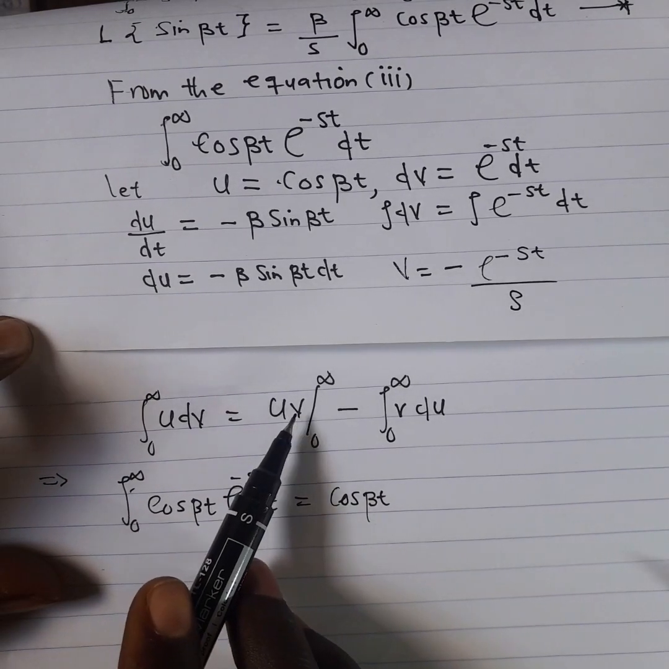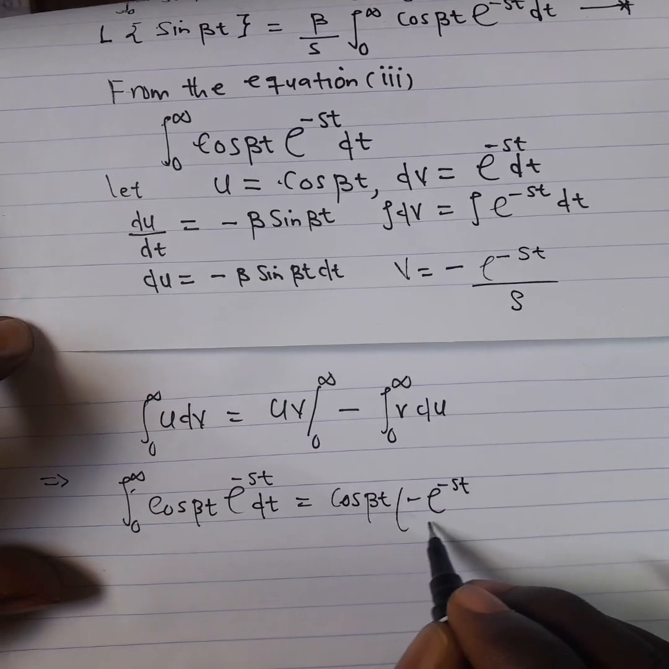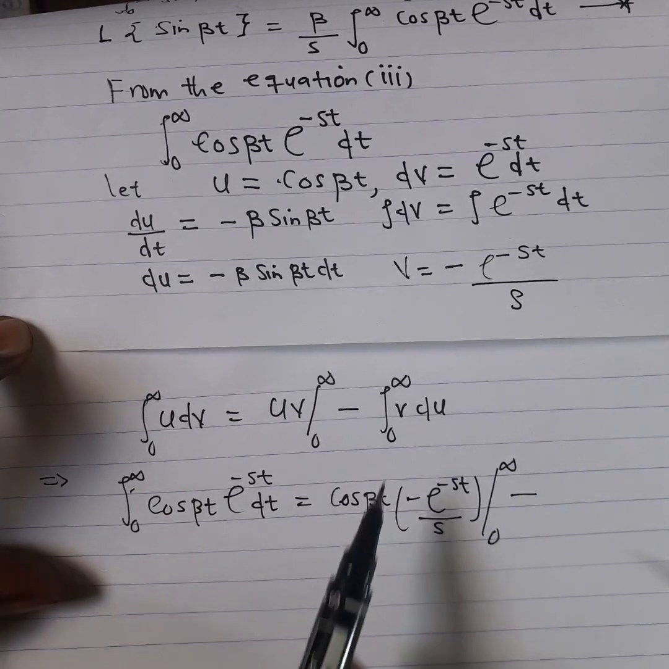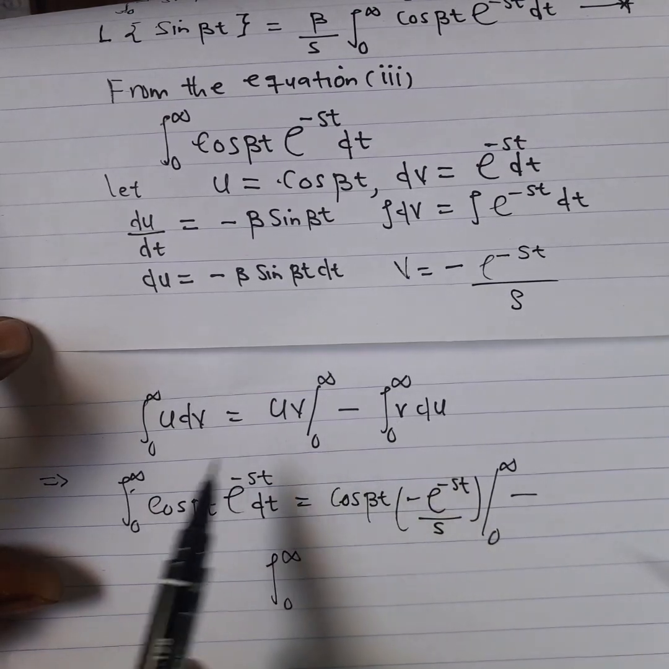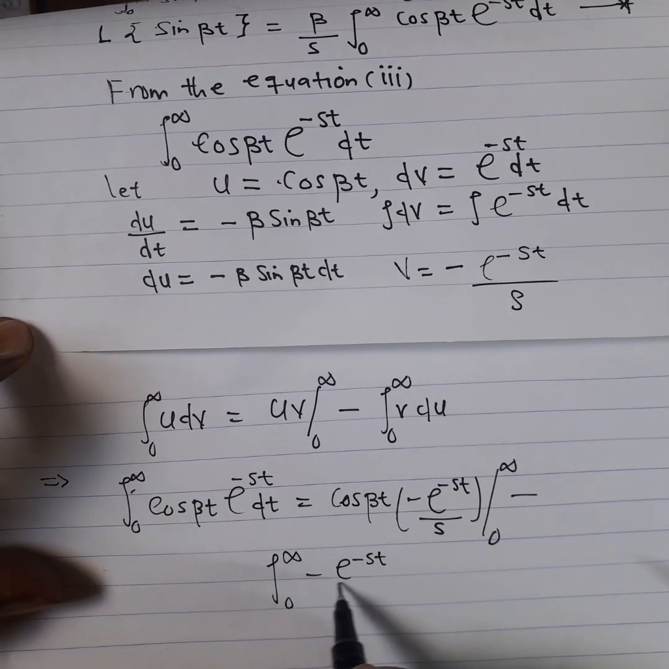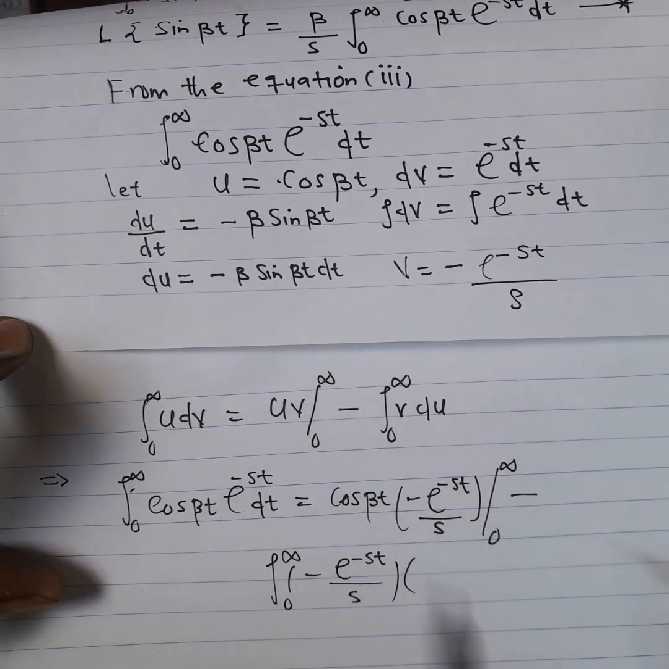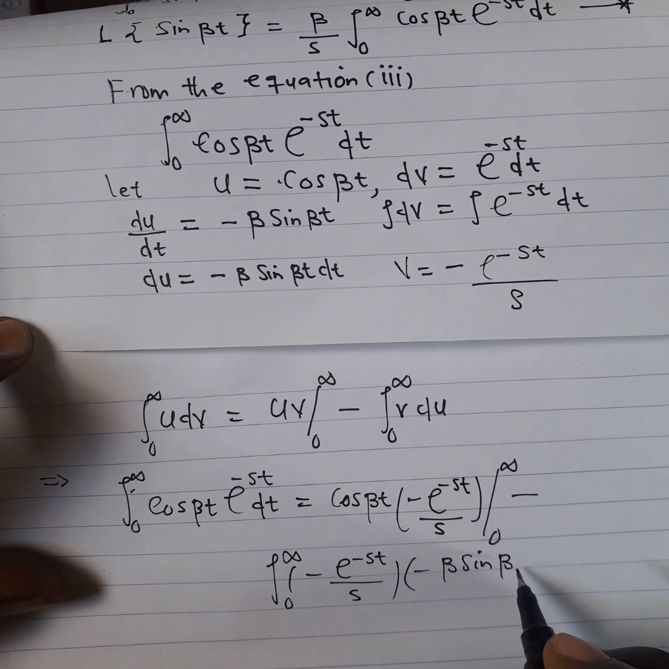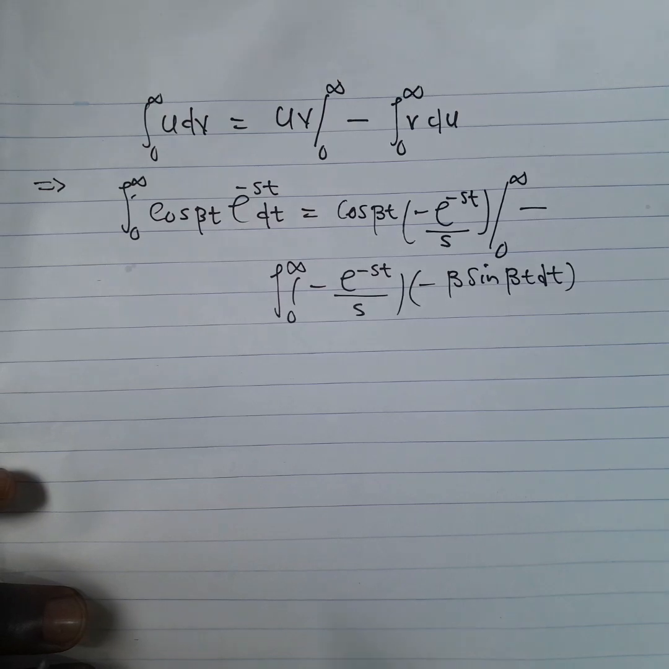Now we have phi equals minus exponential minus st all divided by s, over the range of 0 to positive infinity, all minus the integral from 0 to positive infinity, then our phi that equals minus exponential minus st all divided by s, then our du that equals minus beta sine beta t dt.